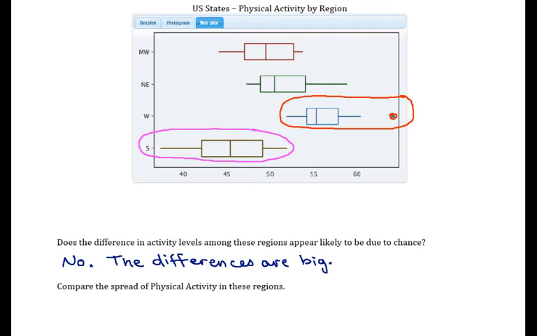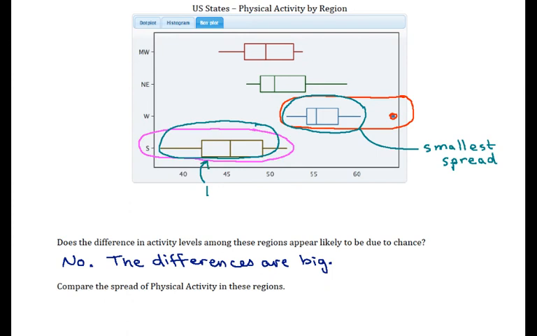So if you have the kind of variation that looks like it could have been just luck, then we would say, yes, it really does seem like it's possible that that was just due to chance. Here we think there are definitely regional differences. The spread of physical activity in these regions. We see the smallest spread, especially if we ignore the outlier here, we see the smallest spread in the West. This is more concentrated at the center. So everybody tends to get more activity. There's not a whole lot of variation in that either. We also see the largest spread in the South.